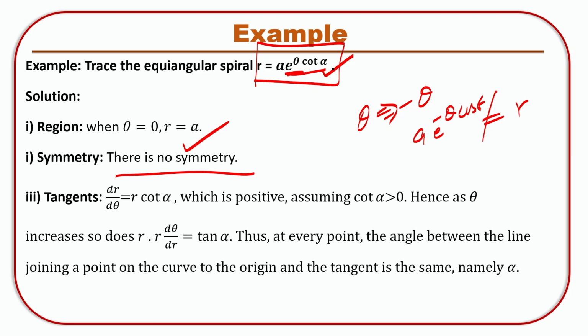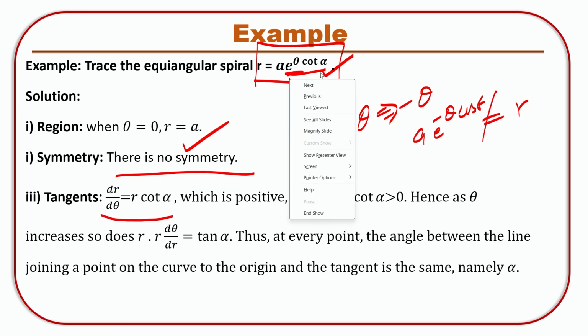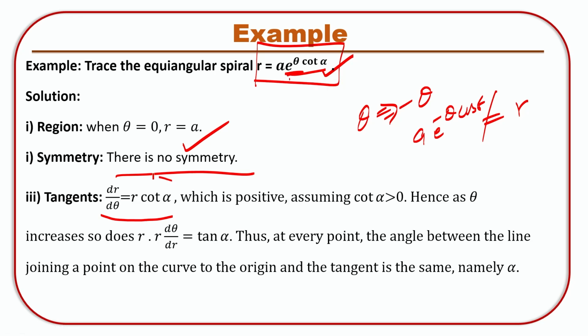Tangents, now find out the tangents. For the tangents you need to calculate dr by d theta, and that will give you in which direction it increases and in which direction it decreases. So dr by d theta is equal to a e^(theta cot alpha) into cot alpha, that means r into cot alpha. It is always positive, since r is greater than 0 and, assuming cot alpha is greater than 0, cot alpha is also positive. Hence as theta increases, so does r, and r d theta by dr equal to tan alpha.